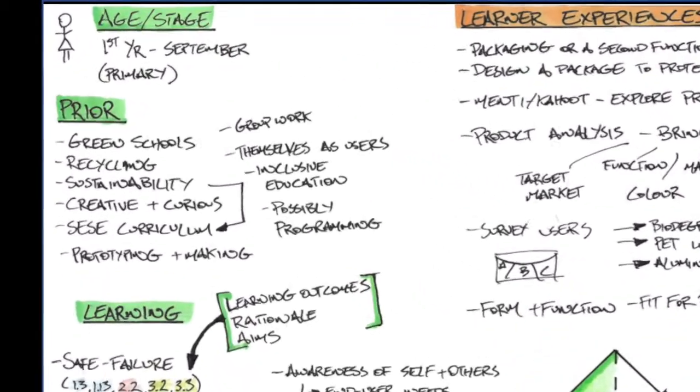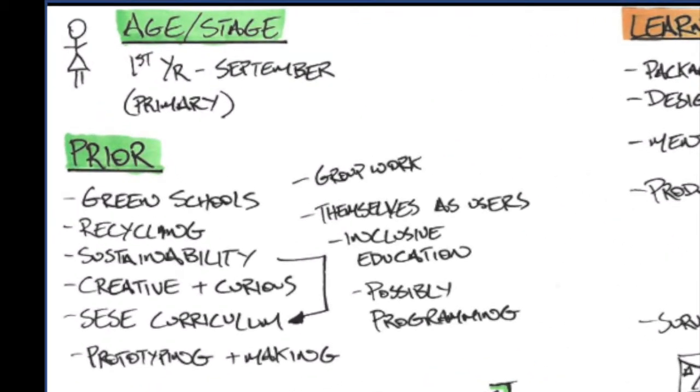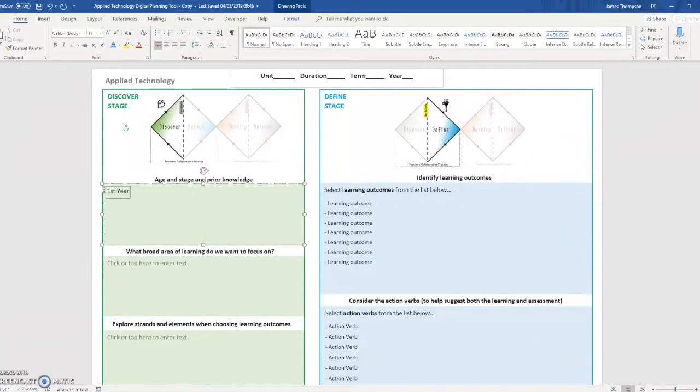The age is first year, the stage is September. Our experience is of green schools, recycling, sustainability, prototyping, and making. And we know our students are creative and curious. They have experience of group work and they may also have some programming experience. We simply click into the text box and add our text.